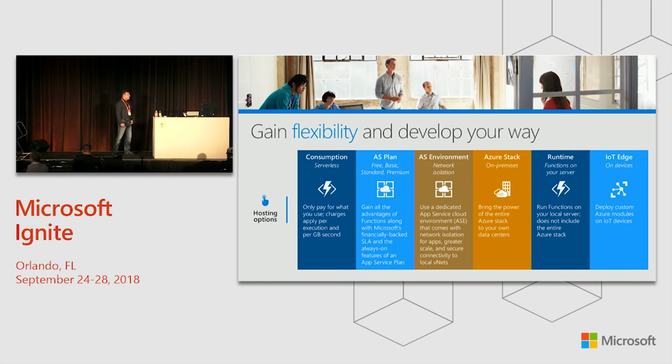So here are 6 different ways you can host your function. And the first one is the consumption plan. In the consumption plan, this is the simplest one. You write your function, deploy it. If it is consumed, you pay for it. If there's no consumption, you don't pay for it. It's as simple as that.